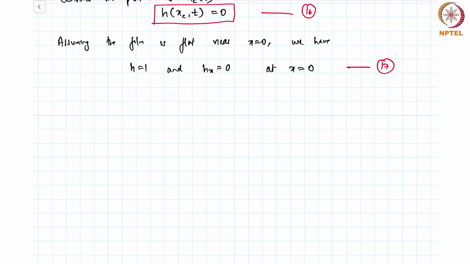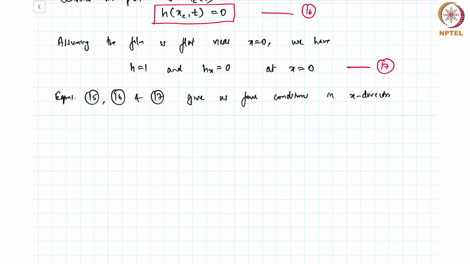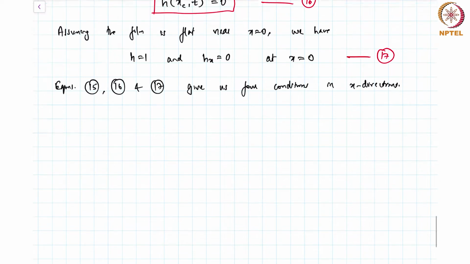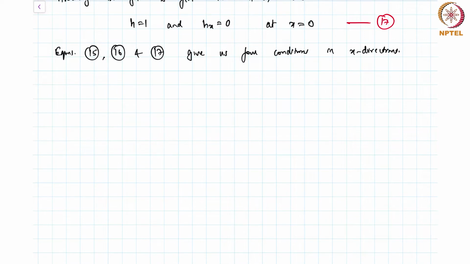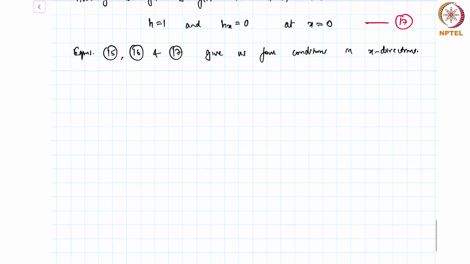So let me just write down what I just said. Equations 15, 16 and 17 give us 4 conditions in the x direction. These are 4 boundary conditions. We need one initial condition. Okay. Now how do we do the initial condition? The idea is as follows. Let's convert this problem from a time dependent problem to a time independent problem. So why is it a time dependent problem?